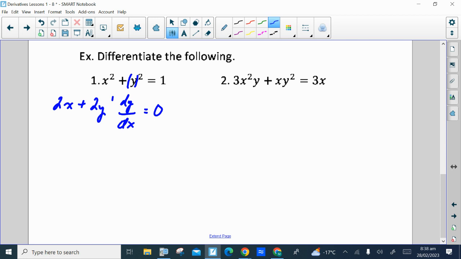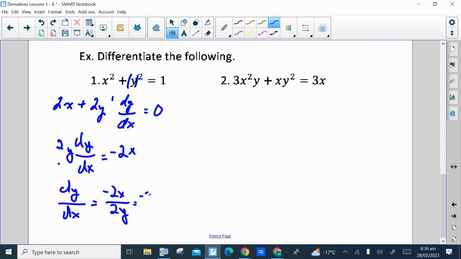And then as it says, the last step is you're going to solve for dy by dx to get dy by dx by itself. So we would do that first by subtracting 2x from both sides. So it'll be negative 2x on the right side. And then we would divide both sides by the 2y. So dy by dx will equal negative 2x over 2y, or negative x over y. So there's an expression for the derivative.